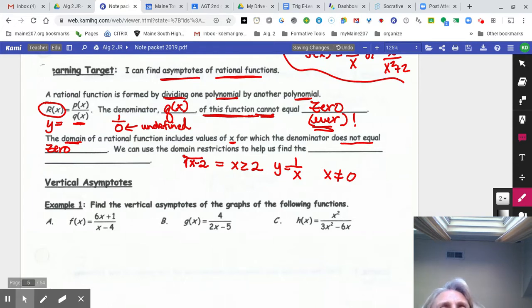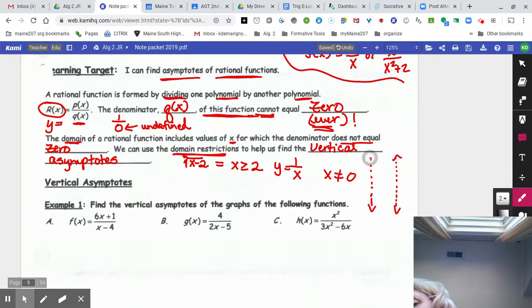So we can use the domain restrictions to help us find what are called the vertical asymptotes. Now that we're looking at graphing these things, we need to be a little more specific about what they are. Not only are they restrictions in the domain, they have a purpose. They're called vertical asymptotes, which means they're going to be lines that the graph gets closer and closer to in the vertical direction. A vertical asymptote will look like this: vertical lines that your graph gets closer and closer to but can never touch.